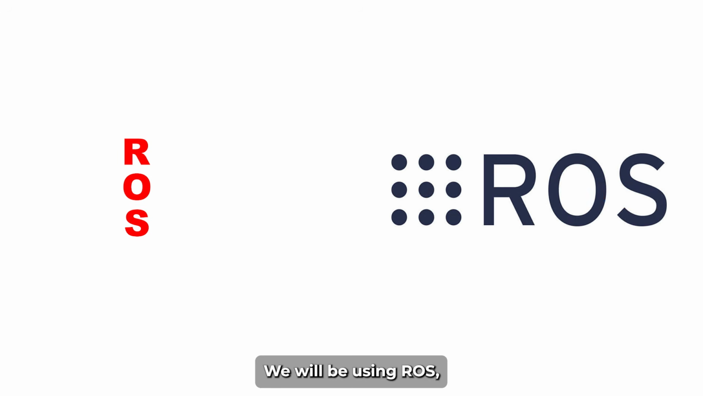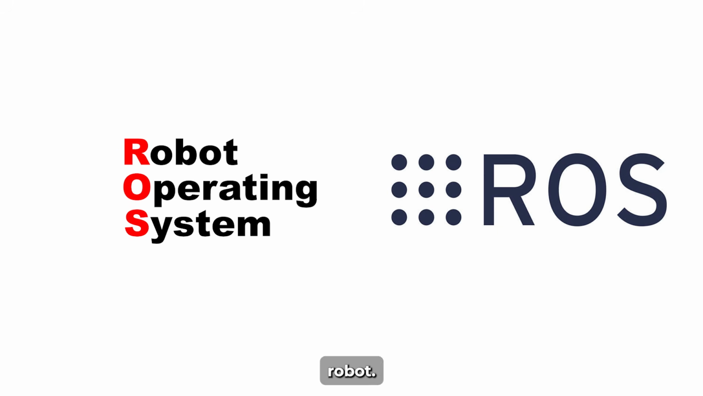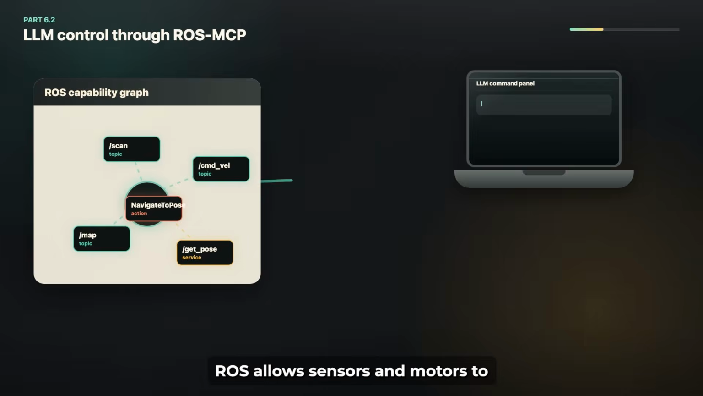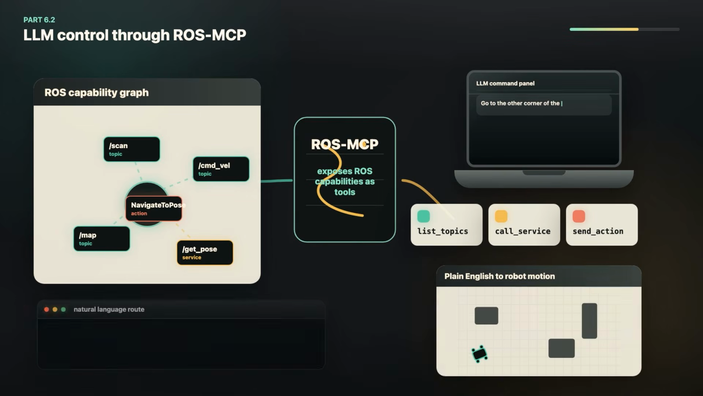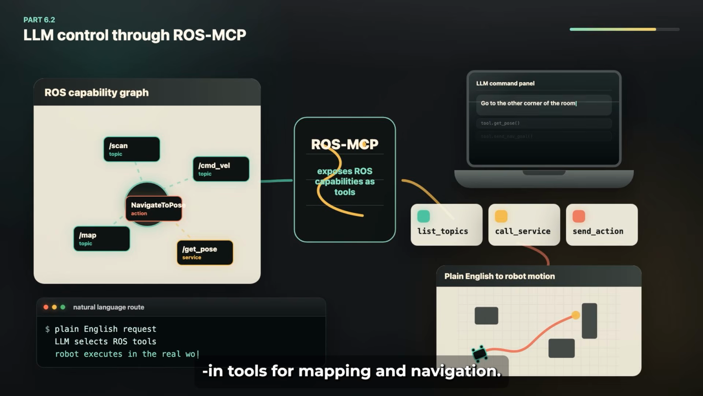We will be using ROS, or Robot Operating System, to control the robot. ROS allows sensors and motors to communicate effectively with each other using various topics and services, and it also comes with built-in tools for mapping and navigation.